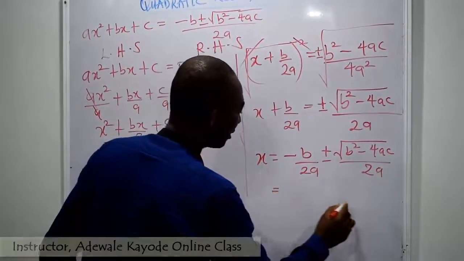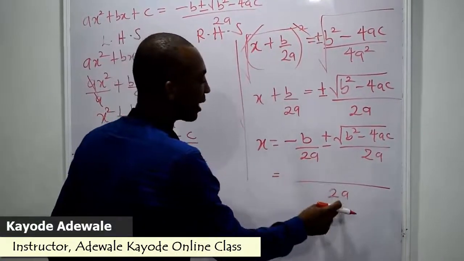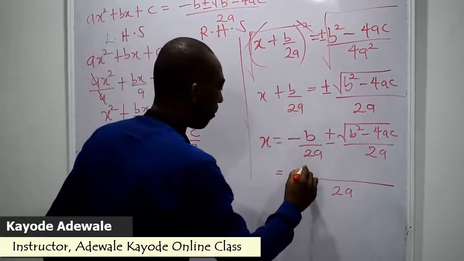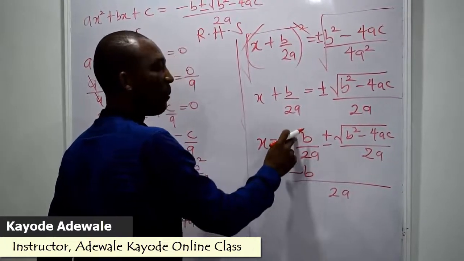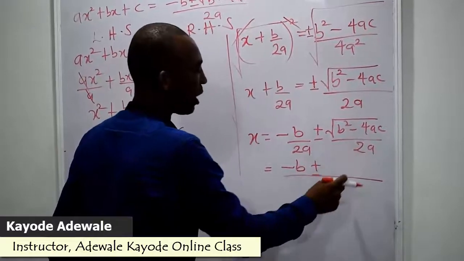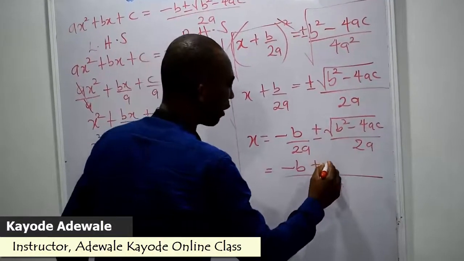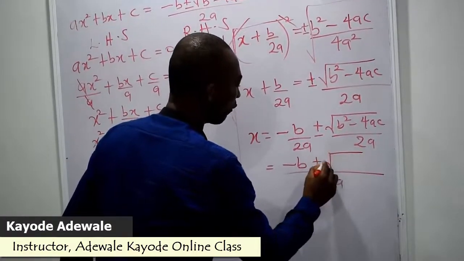Now at this point, the LCM is what? It is 2a. How many 2a can we see in 2a? That is 1, minus b multiplied by what? By minus b, plus or minus. How many 2a can we see in 2a? That is 1. 1 multiplied by the whole of this will give us square root of what?